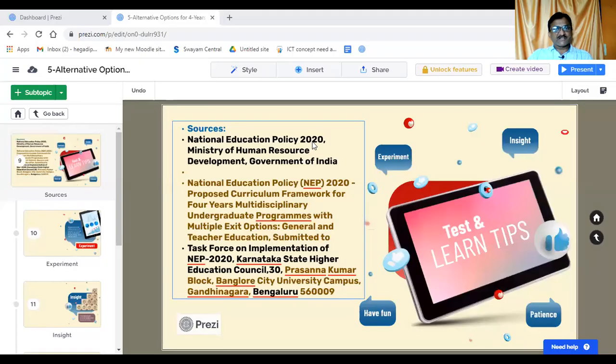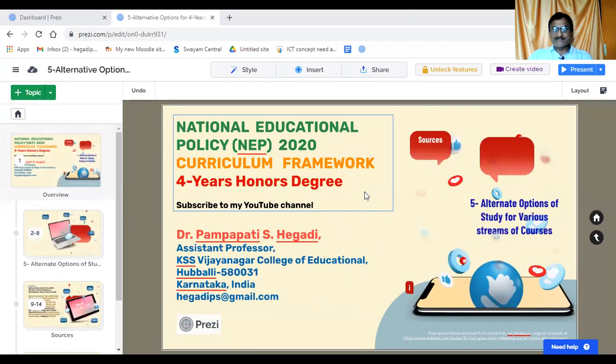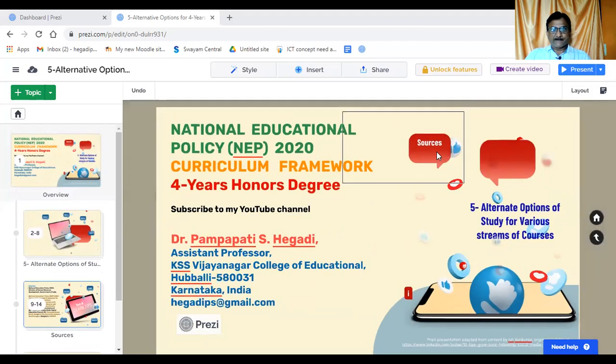Today I will come with you on the National Education Policy, which is one of the most important aspects that we are focusing on today. It is a significant time for us to focus and understand the curriculum framework based on the National Education Policy 2020.